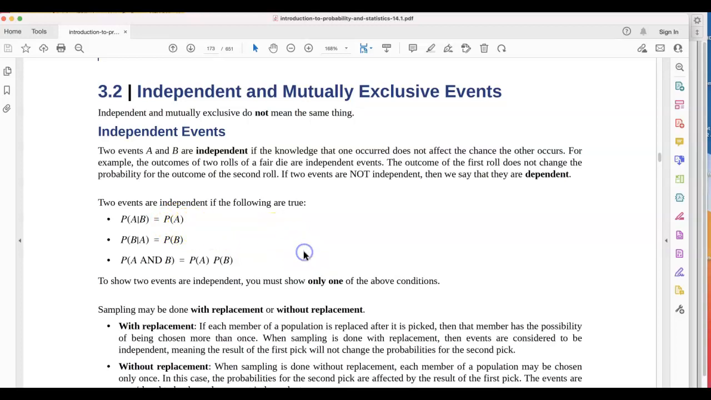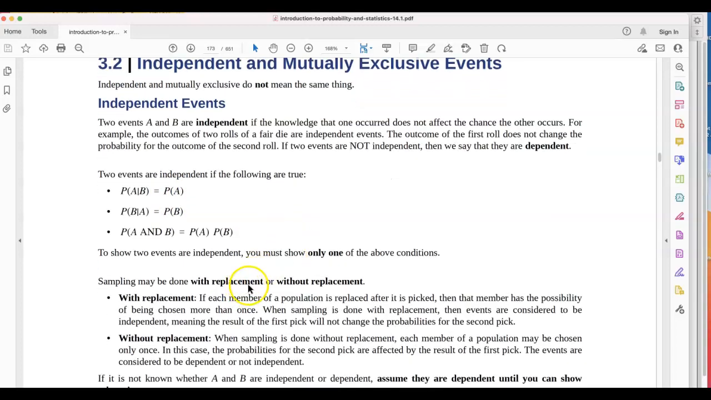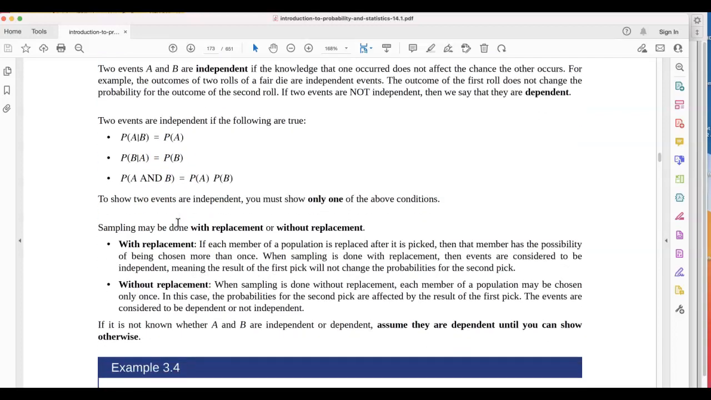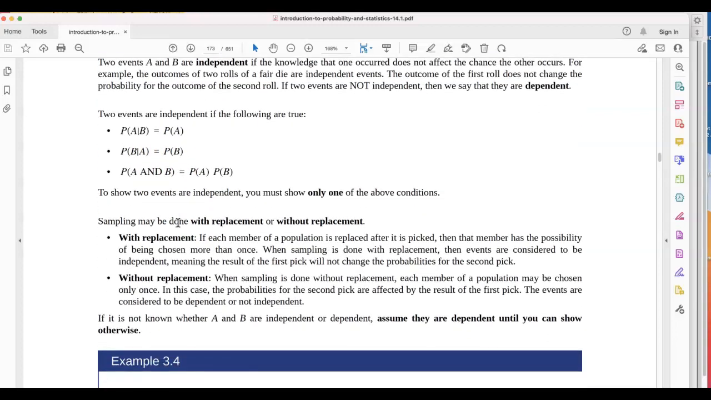Okay. Now usually when we do things with replacement, those are going to be independent. That means we put the things back in. So if we're drawing numbers out of a jar and we put the numbers back in, that's going to be independent. But if you pull something out and then you don't put it back in, then those second picks, whatever we choose out of the jar after the first pick, are going to be dependent on what we drew the first time. So their probabilities are not going to be the same. Okay, so that's what independent means.